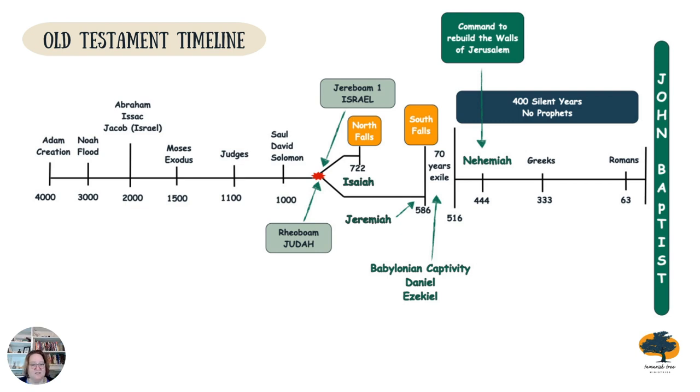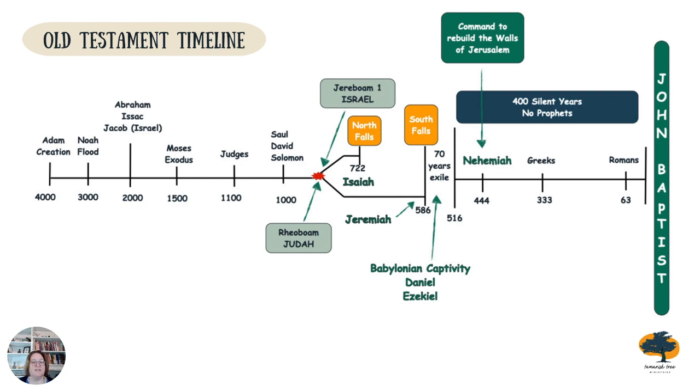Eventually, in 516, the people are allowed to start returning to the land. The Medo-Persian Empire had taken over, and he was a much more understanding emperor, and that's where you find things. Now, if you see the navy blue box, it says 400 silent years, no prophets. So this is another 400 year time period. The Jewish people are allowed to return to the land.